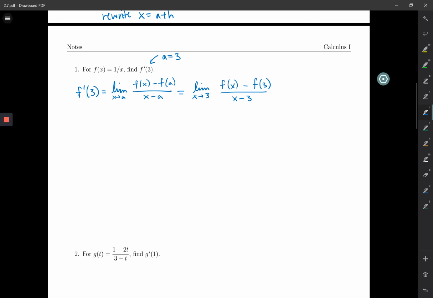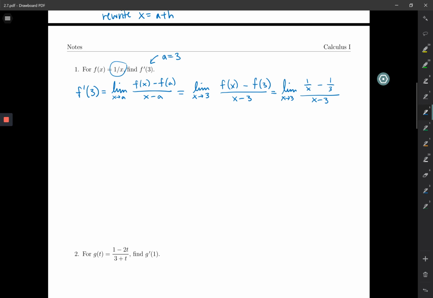Okay, so our formula for f is 1 over x. So for this first part, we just write down the formula, so it's just 1 over x. And for the second piece of the numerator, we plug in 3. So that'll be 1 over 3. And then the denominator will just stay the same. Okay?